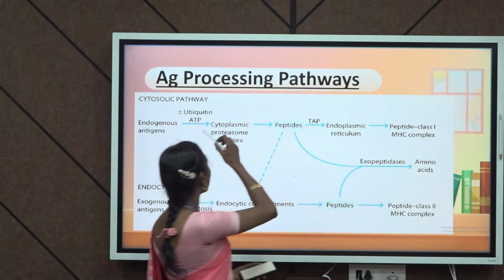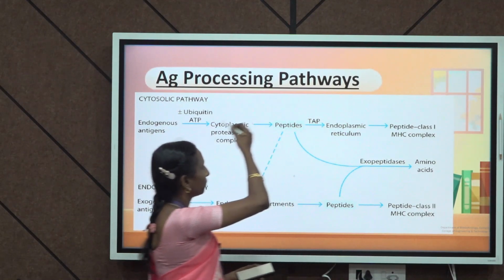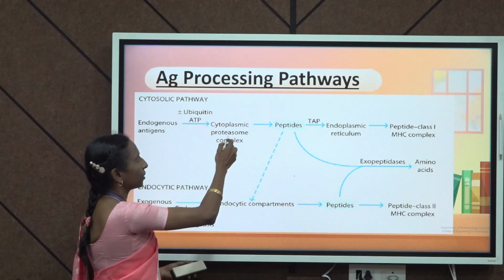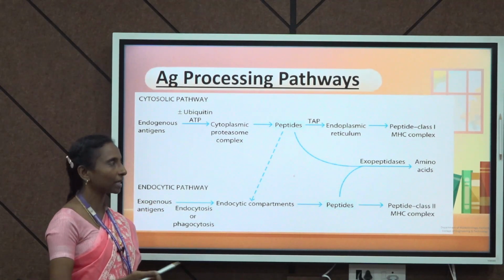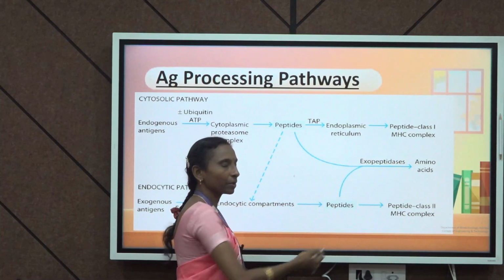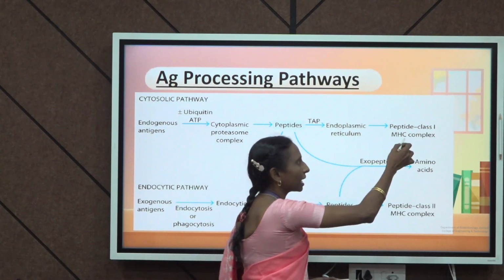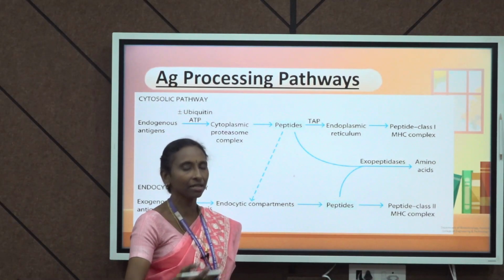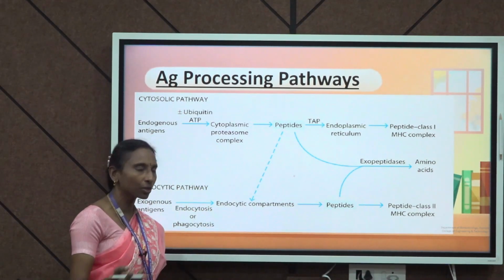In the case of the cytosolic pathway, the protein or any antigen which comes in is broken down by the cytoplasmic proteasome complex and converted to peptides, which are then transferred to the endoplasmic reticulum, from where they associate themselves with class 1 MHC molecule and are presented on the surface of almost all the nucleated cells.